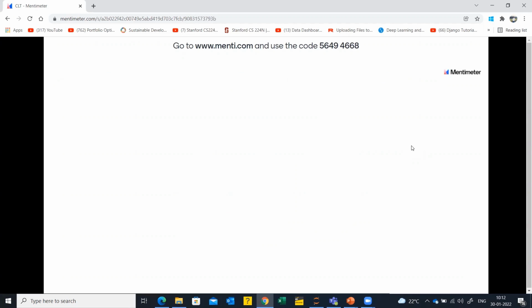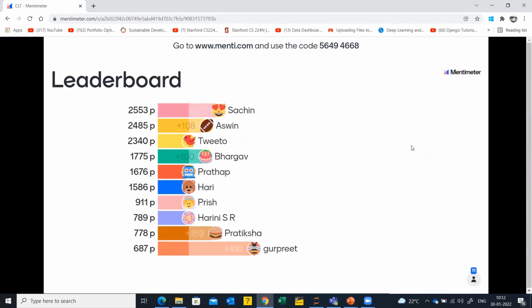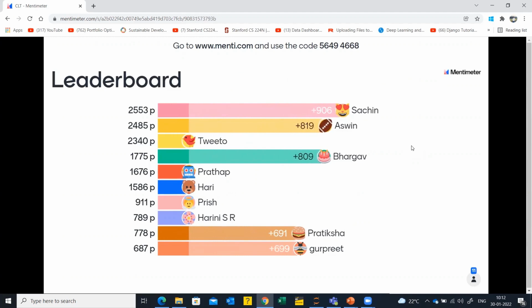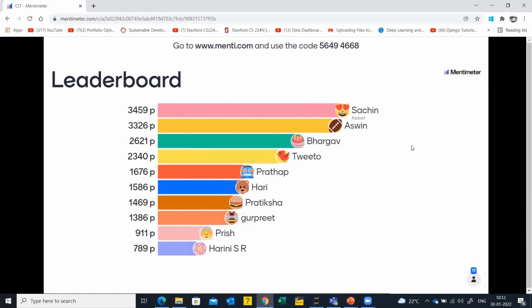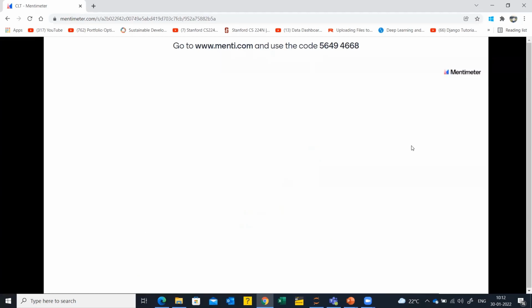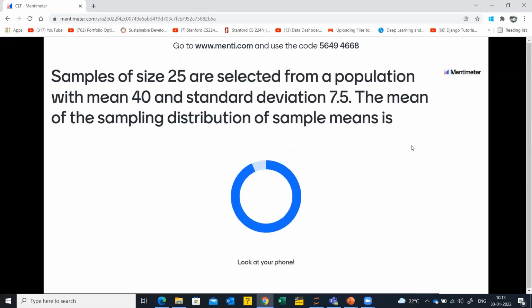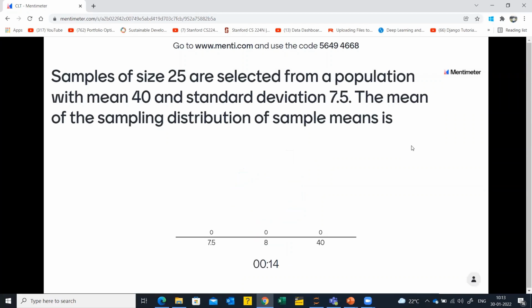Last question. Be very attentive. Sample size of 25 are selected from a population with mean 40 and standard deviation 7.5. The mean of the sampling distribution of the sample mean is. Please give the right answer, everybody.